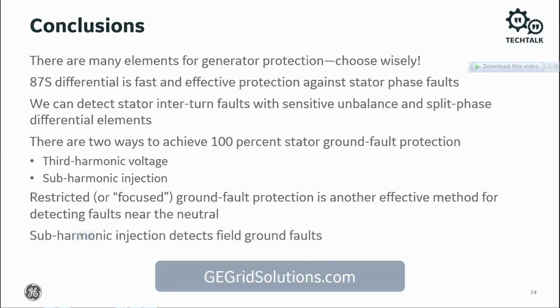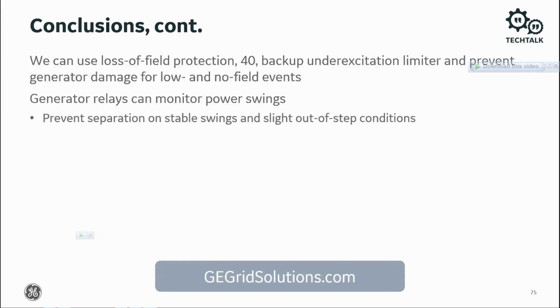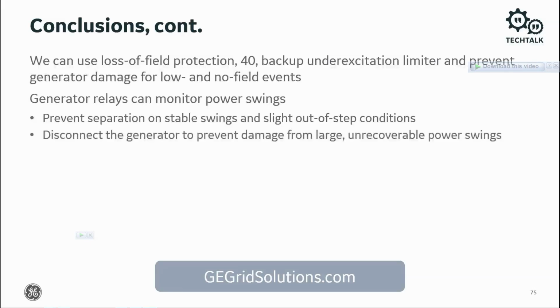Sub-harmonic injection detects field ground faults. In addition, we can monitor for overall field current and for brush liftoff. We can use loss of field protection 40 as backup for the under-excitation limiter and prevent generator damage for low and no field events. Generator relays can monitor power swings to prevent separation on stable swings and slight out-of-step conditions, power swing blocking, and disconnect the generator to prevent damage from large, unrecoverable power swings, out-of-step tripping.